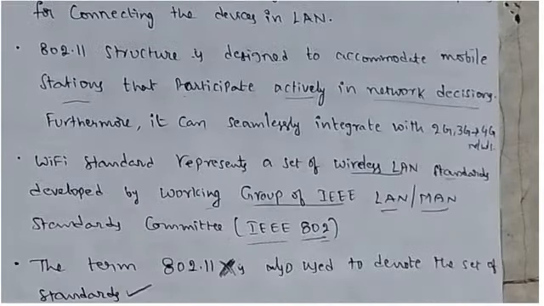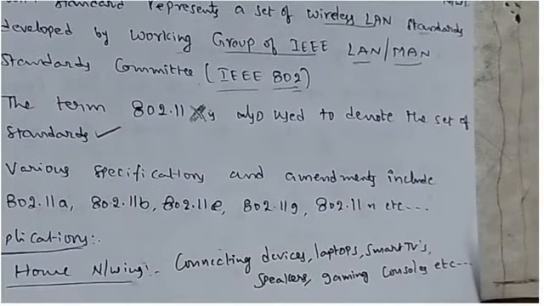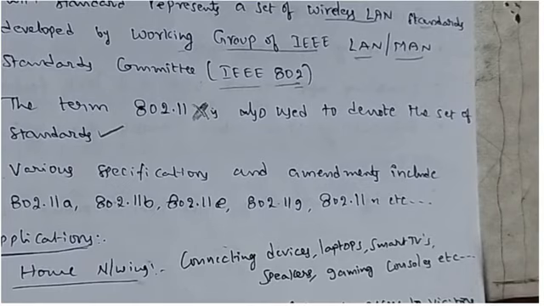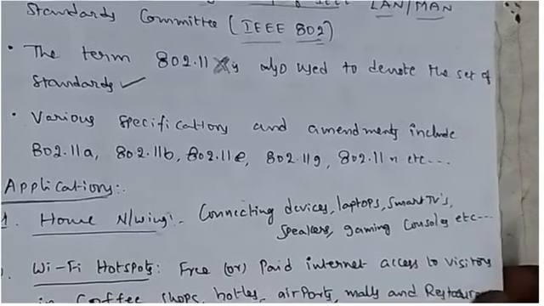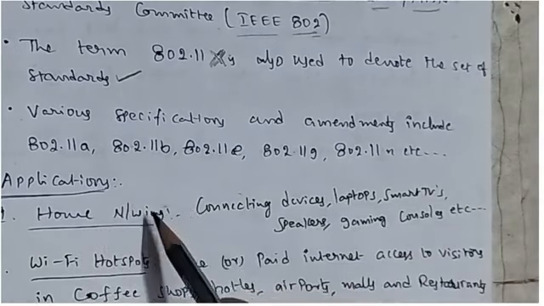Basically, we will use home networking. What do you mean by home networking? It means connecting devices with wireless LANs, Wi-Fi, with washing machines, laptops, smartphones, speakers, gaming controllers, fans, lights, tube lights. Nowadays, IoT devices are using these wireless LANs. Okay, that is called home networking.